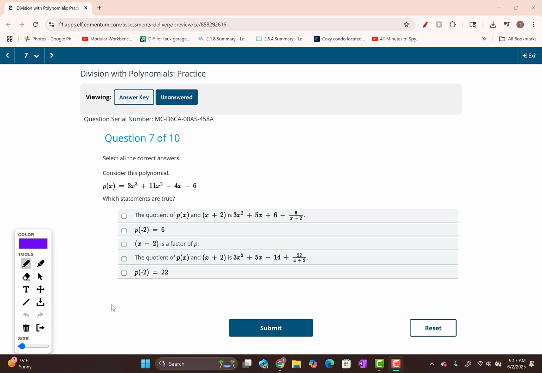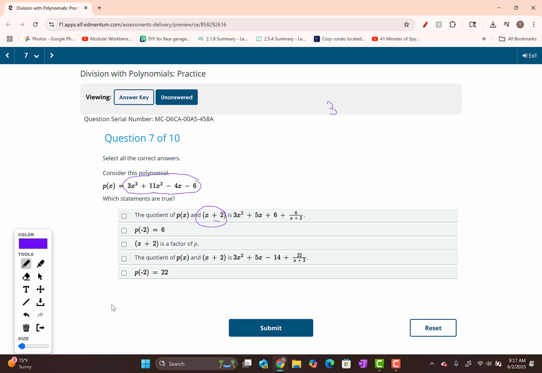First choice says the quotient of P of x and x plus 2 is this. The key here is the remainder is 6. So we're dividing by x plus 2, which means synthetic division would be an easy way to go here. So synthetic division, we're going to take the coefficients from this polynomial and lay them out.